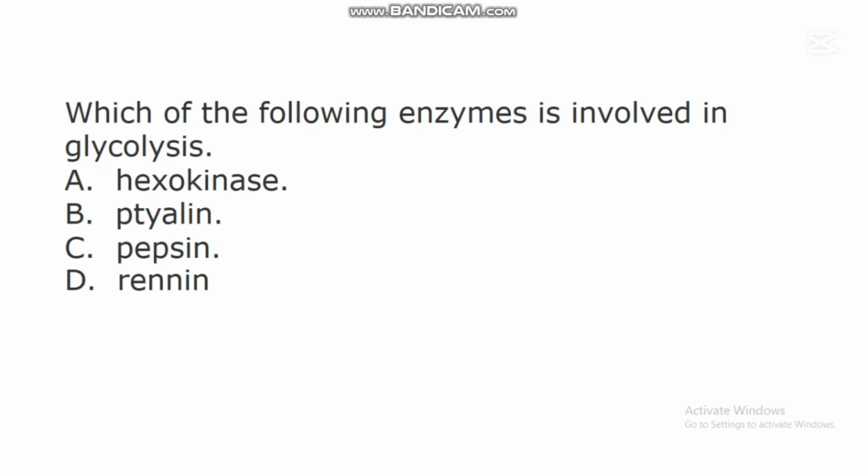The next question says, which of the following enzymes is involved in glycolysis? A. Hexokinase, B. Thiolin, C. Pepsin, D. Renin. In this question, the correct answer is A. Hexokinase. Among these options, hexokinase is an enzyme that is involved in glycolysis, but other enzymes are involved in food digestion.